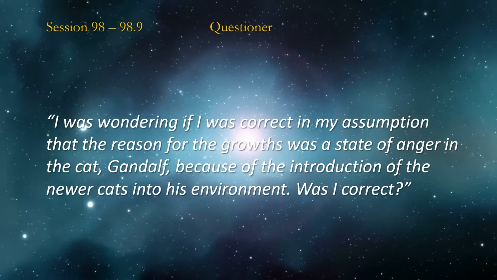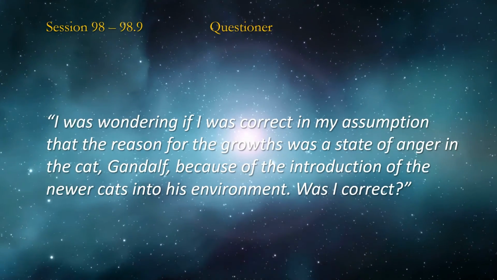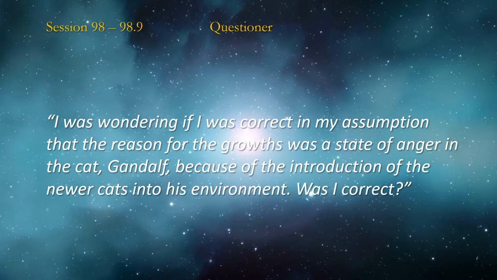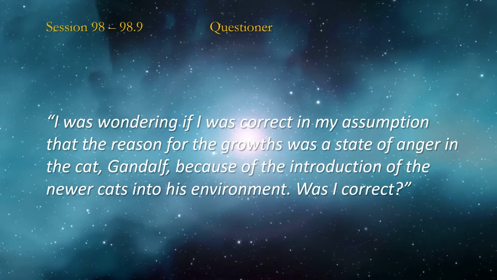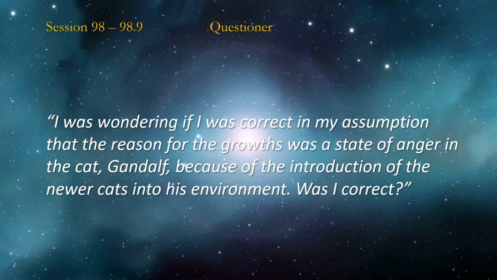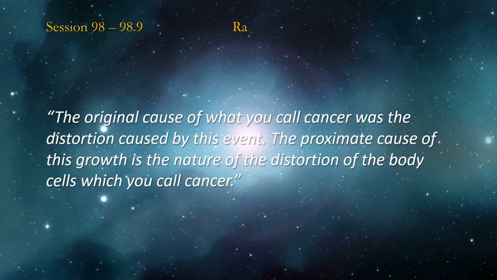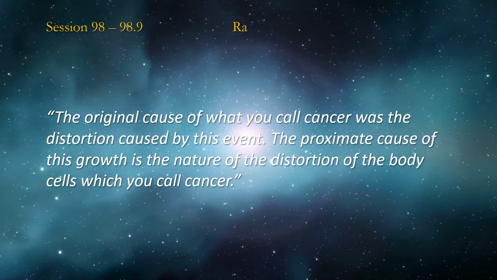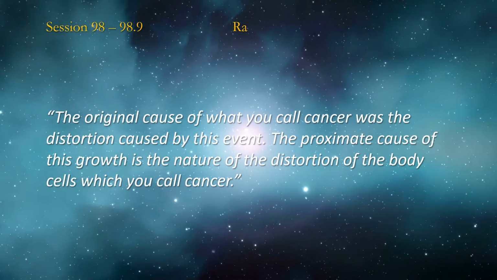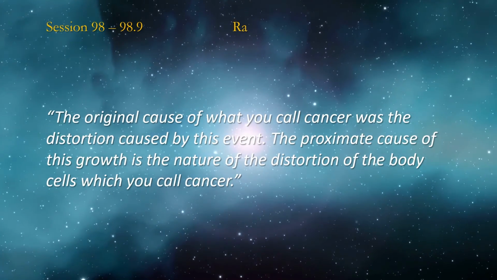This is question 9, and Don says, I was wondering if I was correct in my assumption that the reason for the growths was a state of anger in the cat, Gandalf, because of the introduction of the newer cats into his environment. Was I correct? Ra says, the original cause of what you call cancer was the distortion caused by this event. The proximate cause of this growth is the nature of the distortion of the body cells, which you call cancer. So the situation was they had Gandalf and they introduced some new cats, and that seemed to not sit well with Gandalf, and he didn't like that, and that caused him cancer.